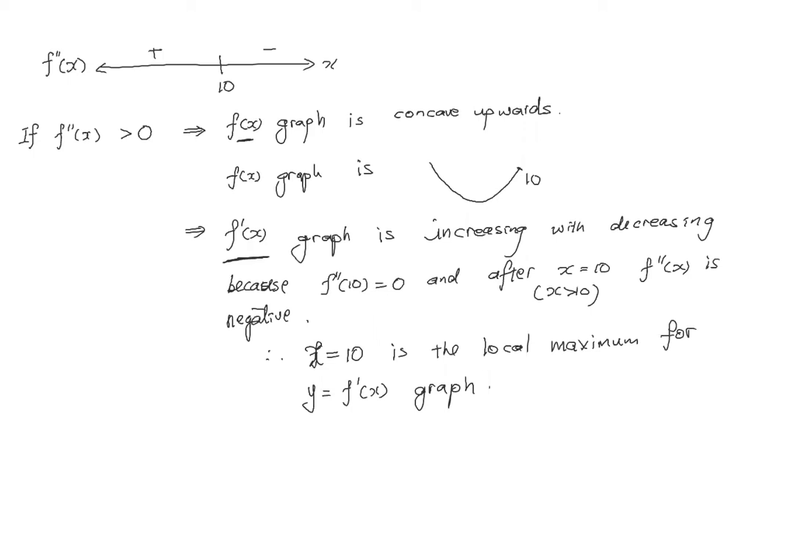So that's why my f prime x graph will look like this. That's all I know. But for ours, because I know how it goes further, it is due to the shape of the f(x) graph that I have.